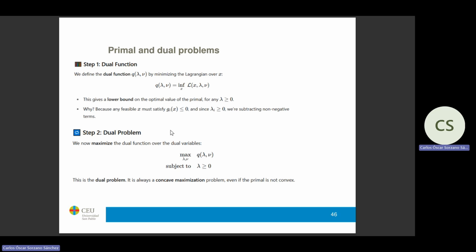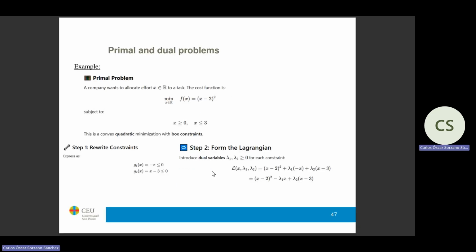And now we will maximize the dual function over this constraint that the lambdas have to be larger than zero. And it turns out that this problem is always concave. So always. So even if the original problem is not convex, the dual optimization is always concave. So it is relatively easy to find the maximum. Okay, so let's give an example so that it is less abstract.